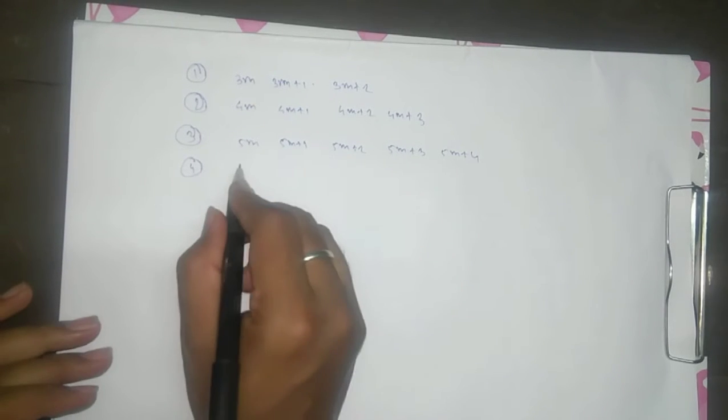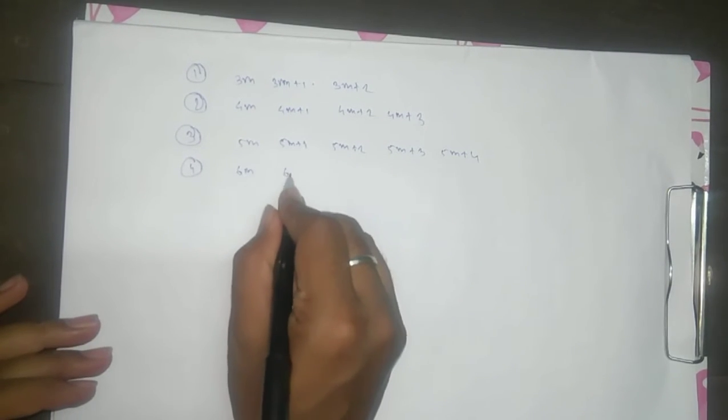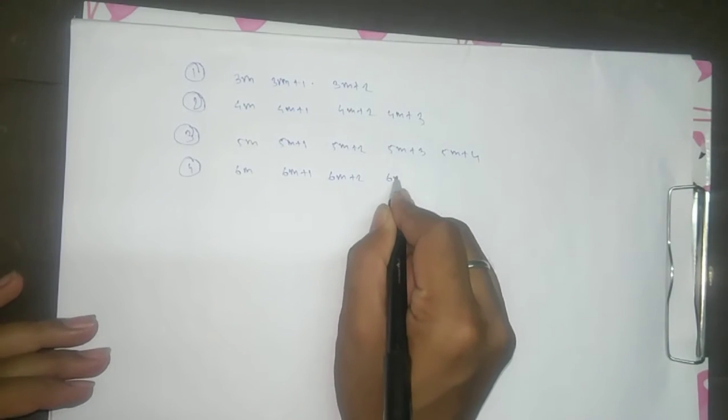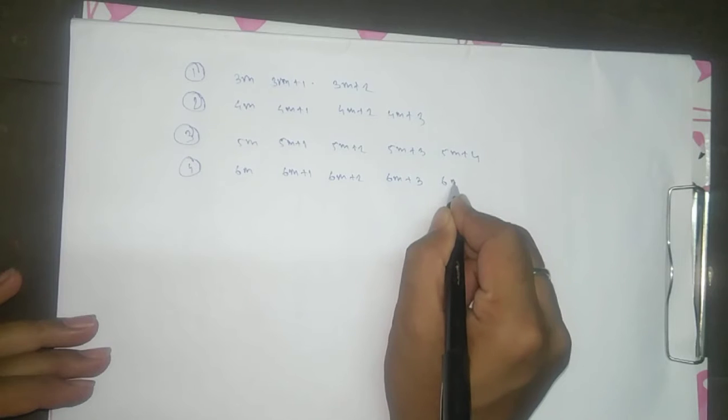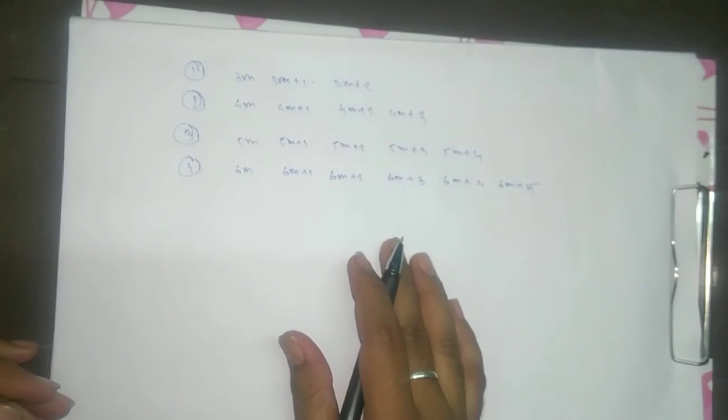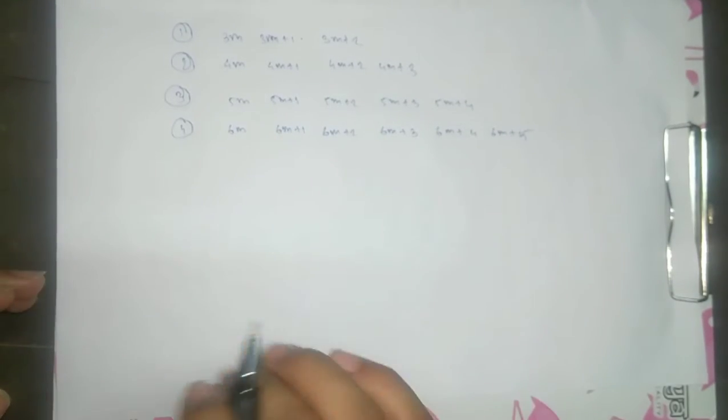The fourth one: show that any positive integer can be written as 6m, 6m plus 1, 6m plus 2, 6m plus 3, 6m plus 4, and the last, 6m plus 5. And what is this m? m is an integer. Here m represents an integer.